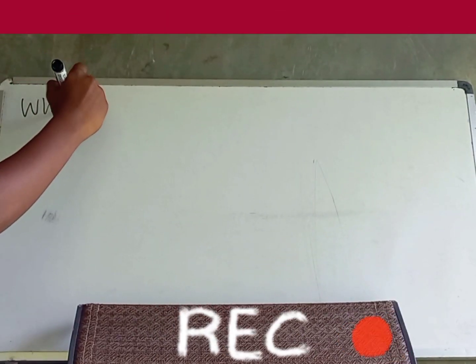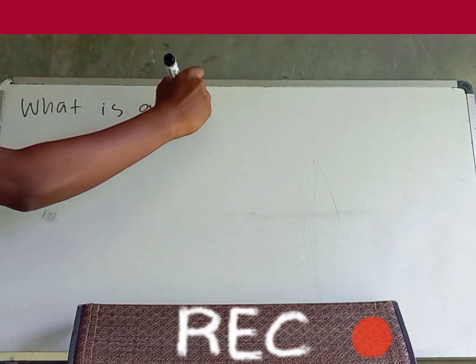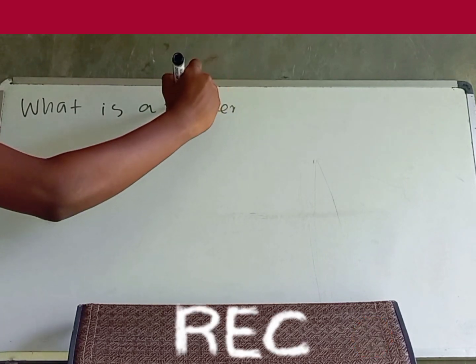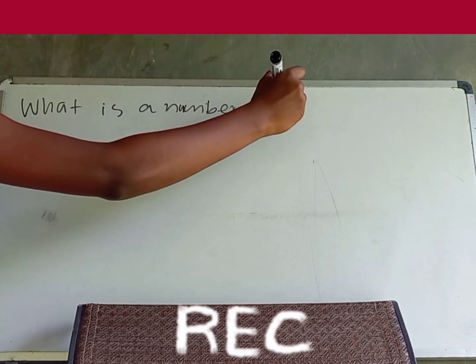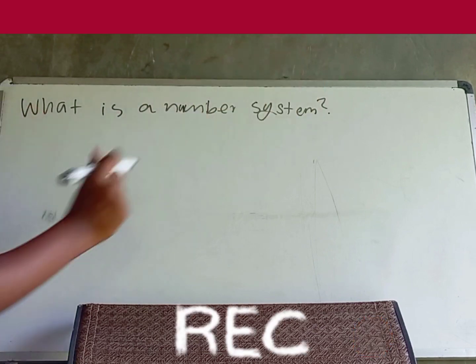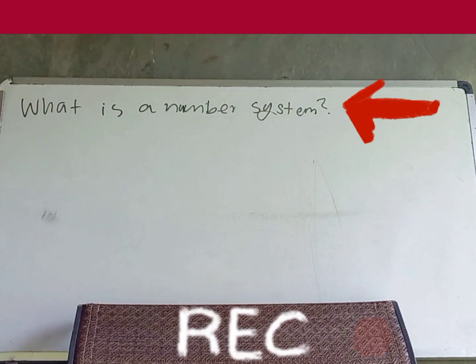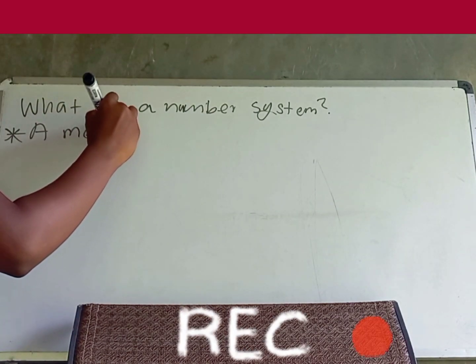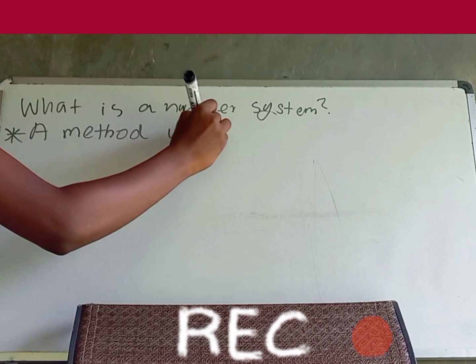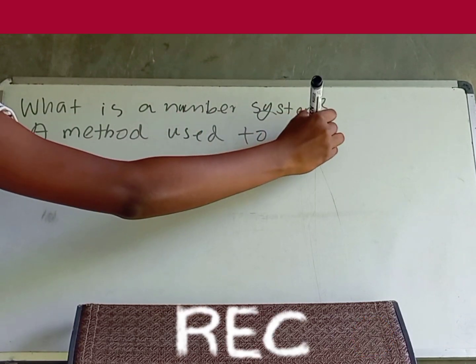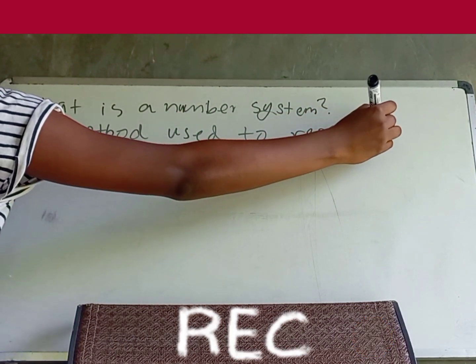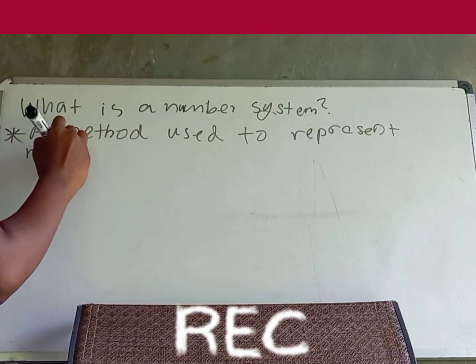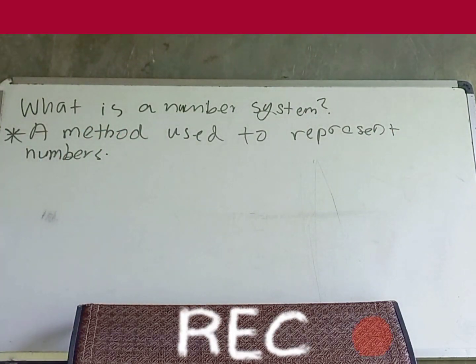Today's lesson is: what is a number system? They can ask us what is a number system, and we should be able to answer that by saying that it is a method used to represent numbers. So what is a number system? It's a method used to represent numbers.